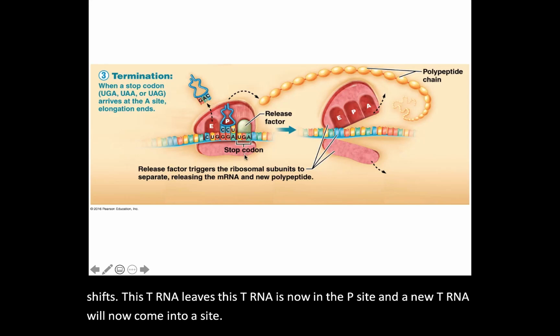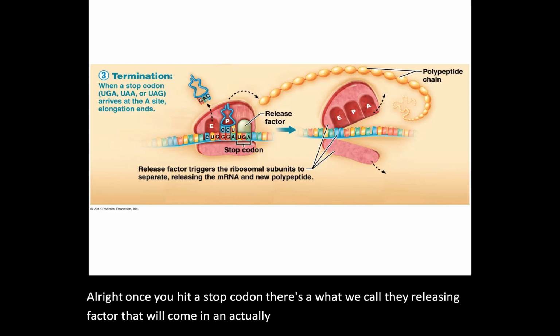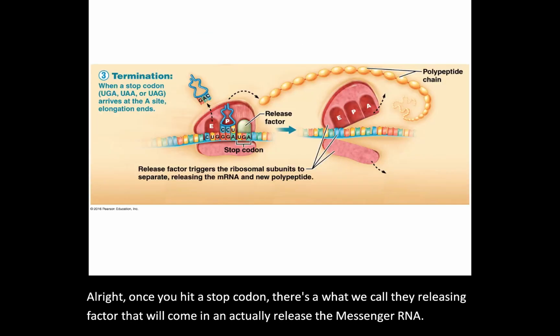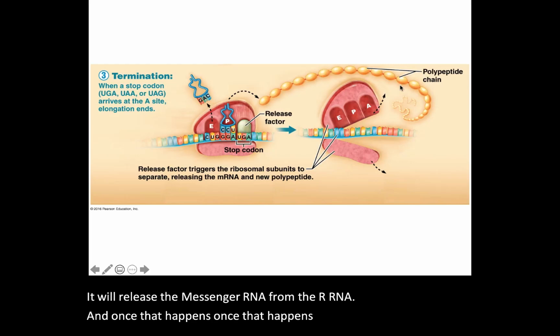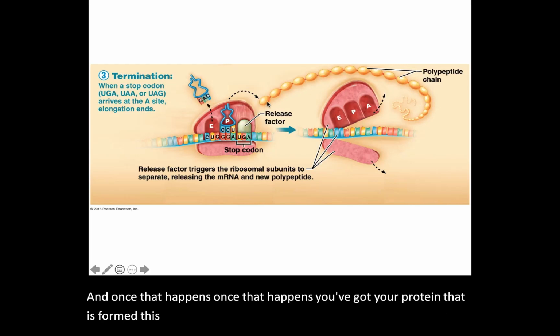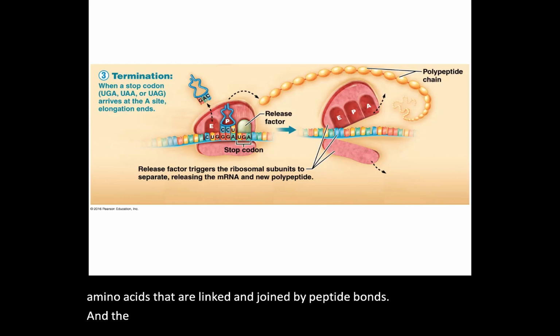All right. Once you hit a stop codon, there's what we call a releasing factor that will come in and actually release the messenger RNA. It'll release the messenger RNA from the rRNA. Right? And once that happens, you've got your protein that is formed. Right? This is a primary protein structure. This is a linear structure of amino acids that are linked and joined by peptide bonds. And the messenger RNA gets broken down.